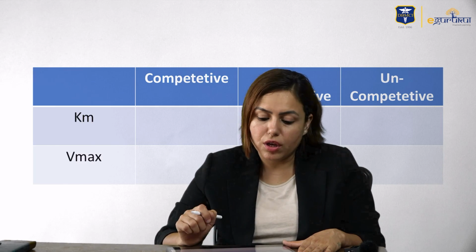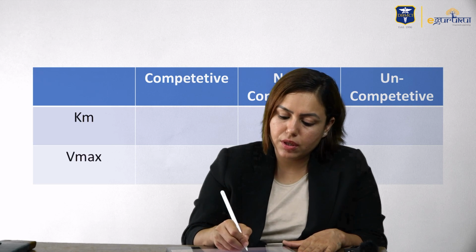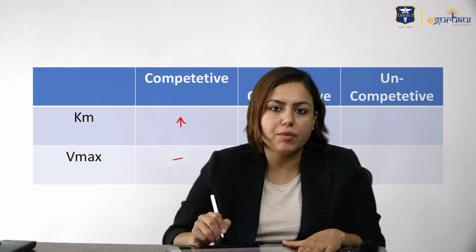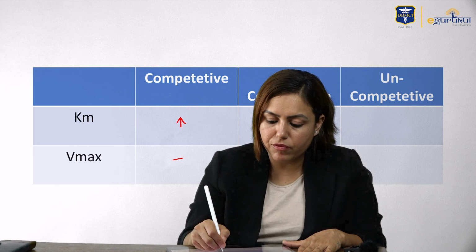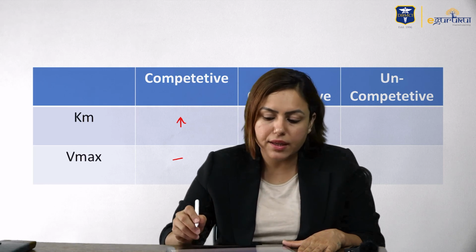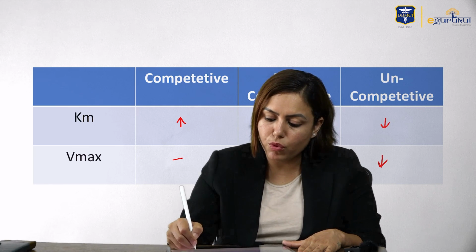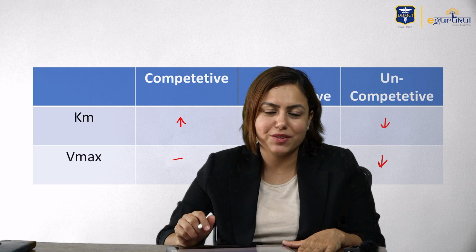So let's do this chart. In case of competitive inhibition, Km increases, Vmax is same. In case of non-competitive inhibition, Km is same and Vmax decreases. In case of uncompetitive inhibition, both Km and Vmax decrease, right?